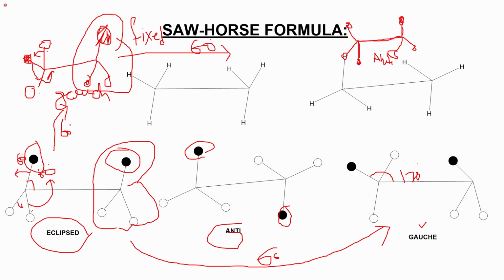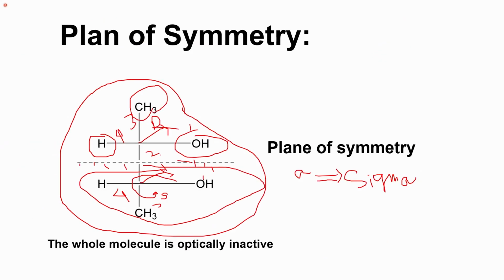Now let's say the anti isomer. It has planar symmetry. So what is planar symmetry? Suppose you have a molecule with two chiral centers, but the molecule still has a plane of symmetry, then it should not be a chiral molecule. It will be an optically inactive molecule, that means achiral.